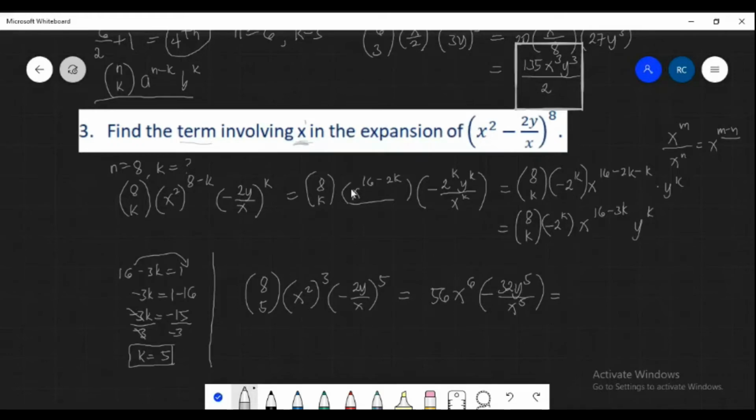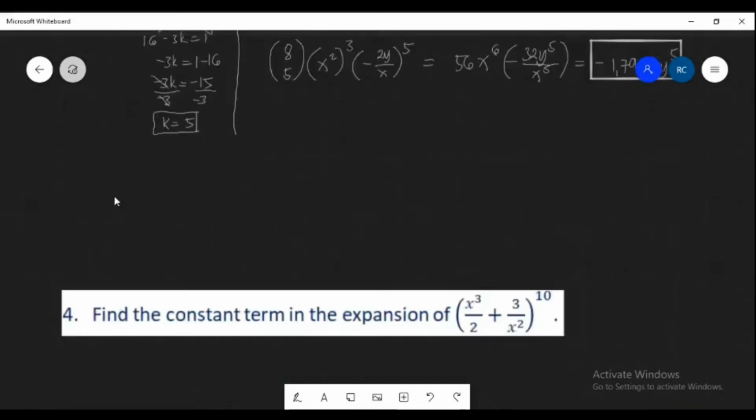Pero you have to simplify this kasi hinahanap yung term. Okay, yung term. 56 times 32. Ilan? Negative 1,792. Okay. X, y raised to 5. At ito na yung term na kung saan makikita mo yung x. Getchi? Gets po. Okay, sige. Let's move to number 4.